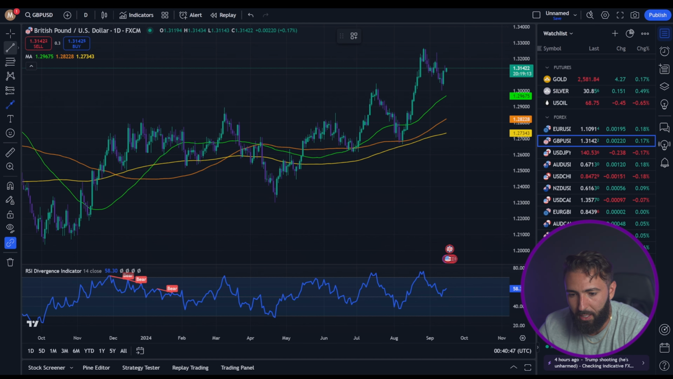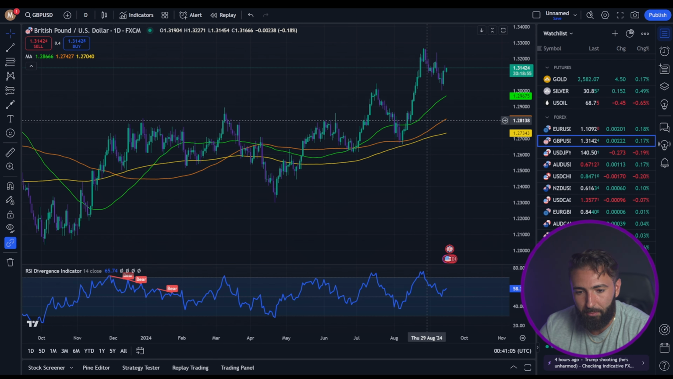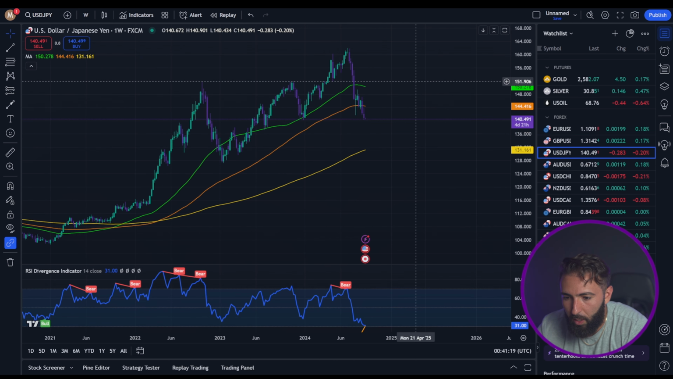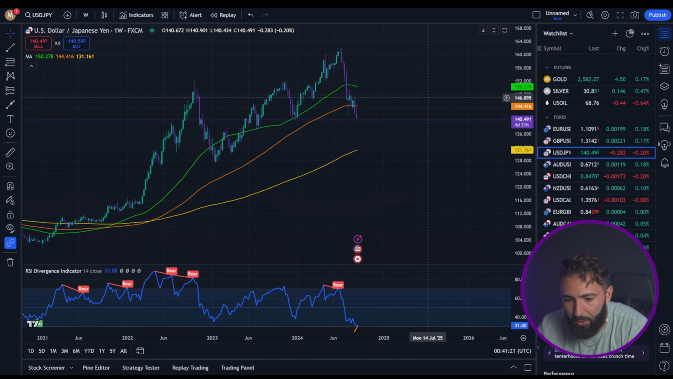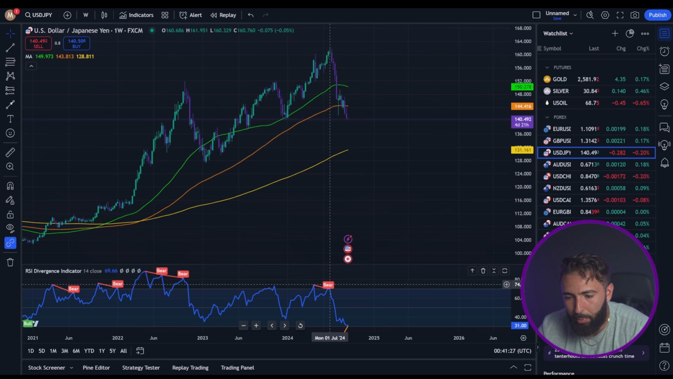If I was to grab the trend line here, you can see a series of higher lows being formed with higher highs being formed, which indicates an uptrend. USD JPY, now this one does look a bit interesting to me. As you can see, this is a perfect trade setup.